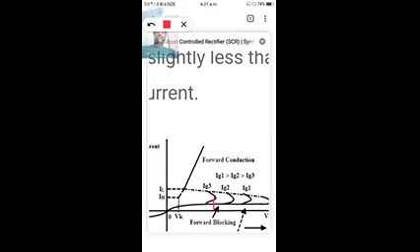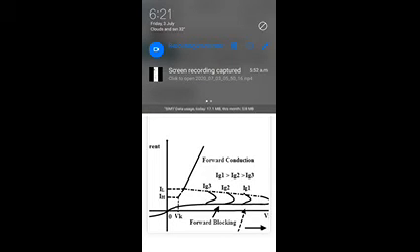This is the breakover voltage, which is only around 15 volts. So when we are increasing the gate current, the breakover voltage VBO is going to be reduced. This is an important consideration.